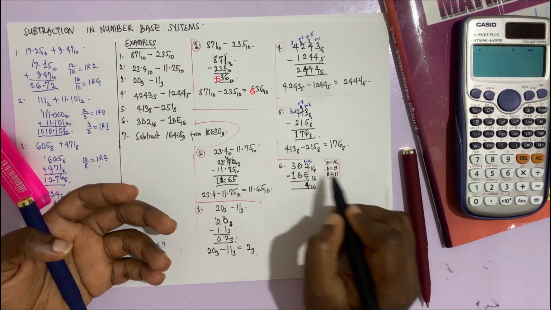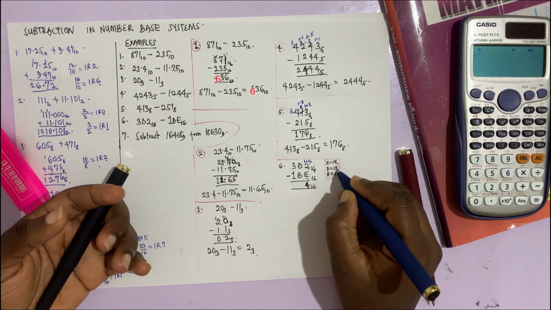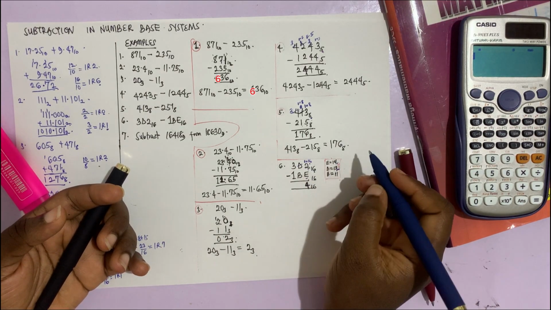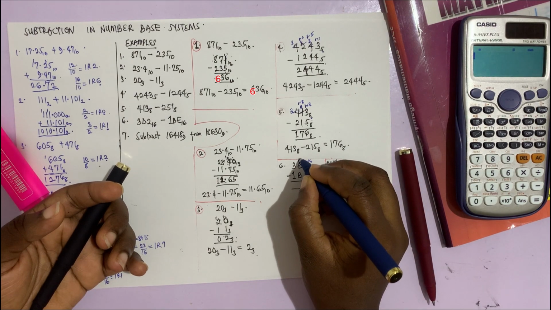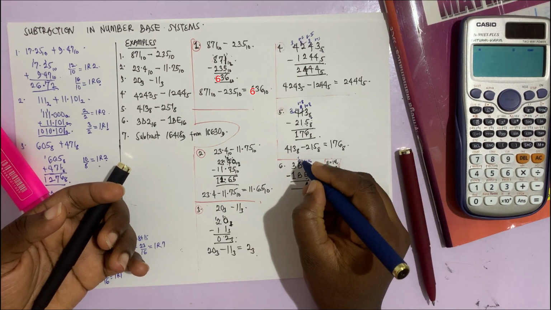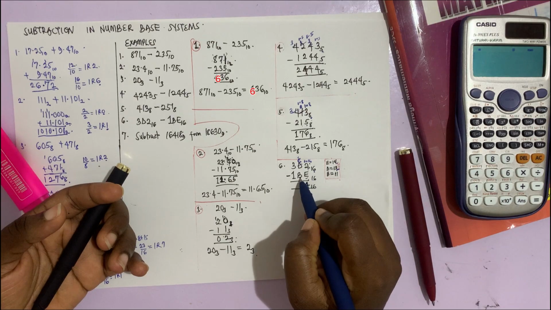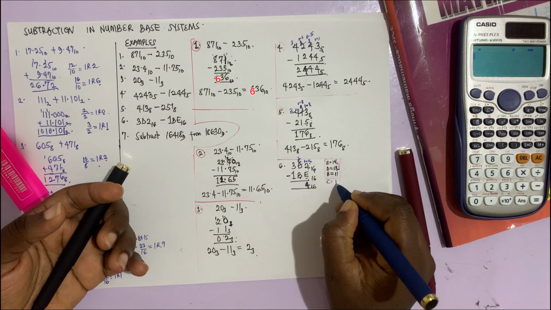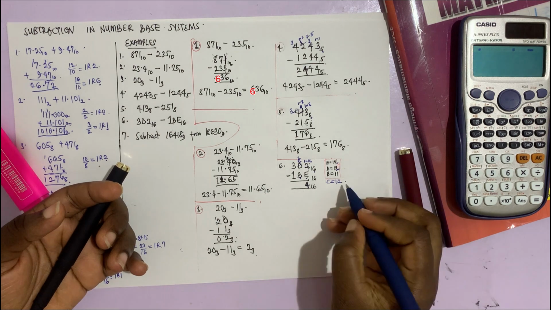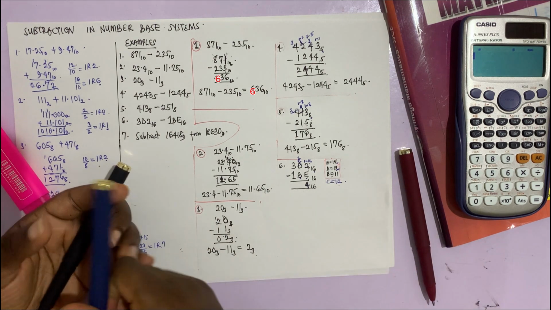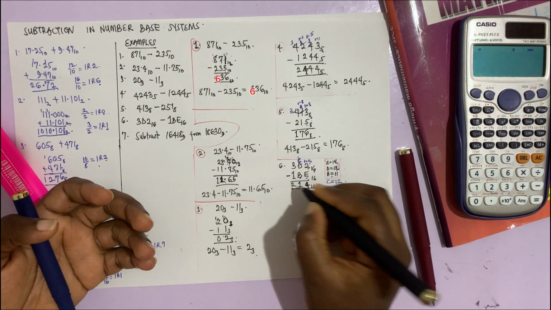And remember, this D is actually 13. But we have borrowed 1 from it. So we are left with 12, which is C. So this becomes C, or 12. So 12 minus B, C minus B. C is 12. So 12 minus 11 will give us 1. And then 3 minus 1 will give us 2.